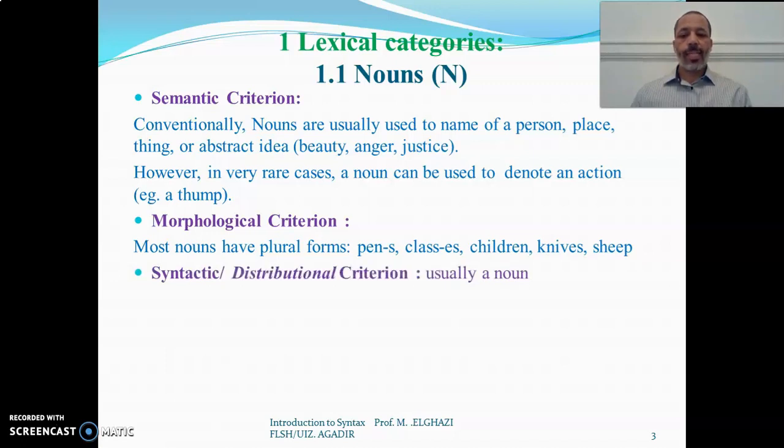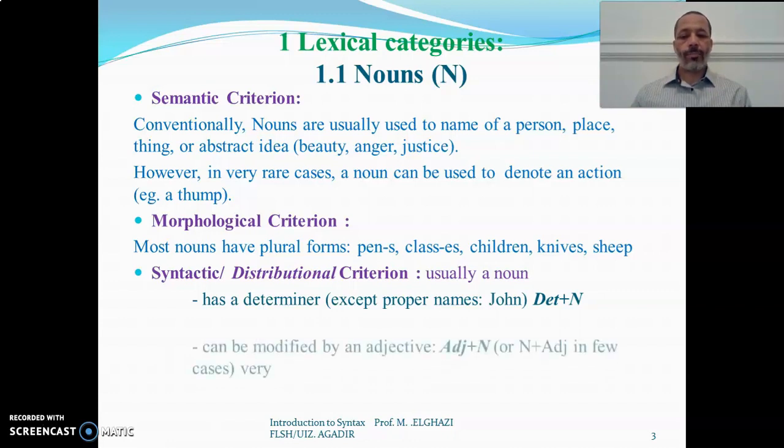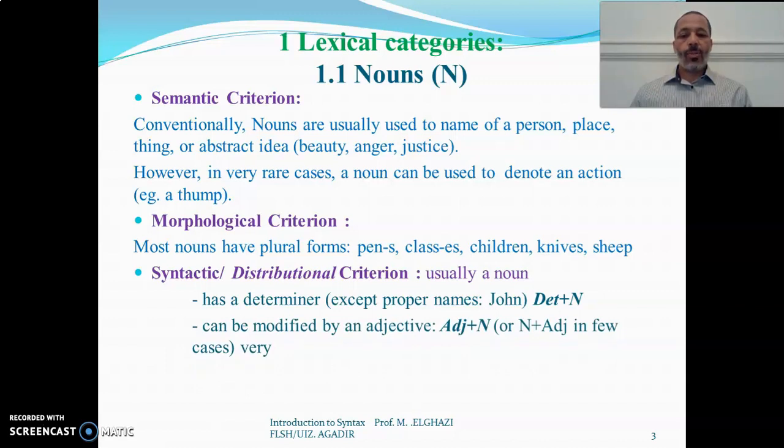As far as the syntactic or distributional characteristics of the nouns, they usually have a determiner except proper names like John, Patrick, Mary, and so on. So nouns take a determiner which occurs before them. Nouns also can be modified by an adjective, and sometimes the adjective occurs before the noun, and in very few cases, it occurs after the noun.